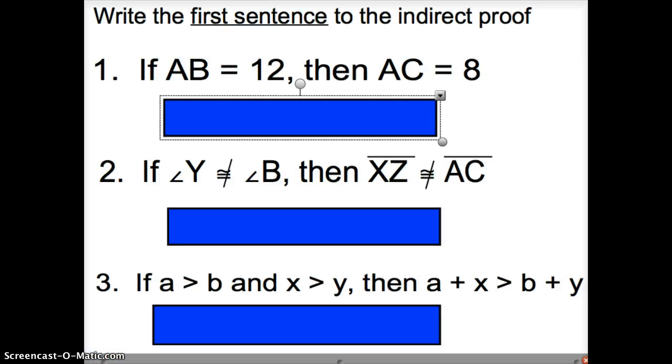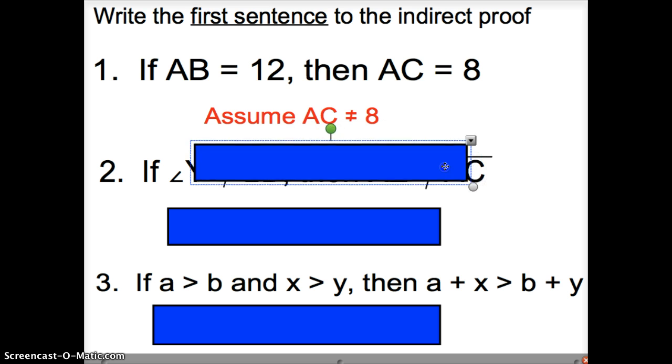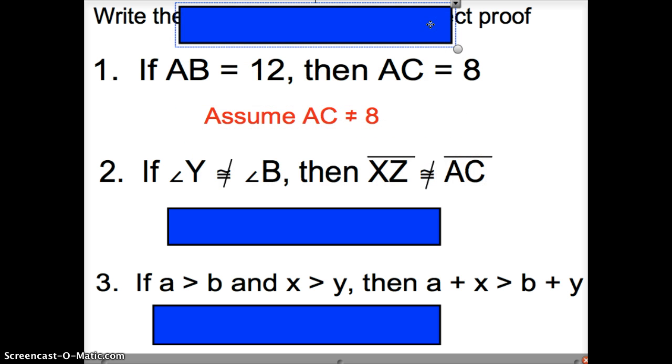So the first sentence of an indirect proof is the most important. Hit pause and try to figure out the first sentence of these three indirect proofs. Number 1, if AB equals 12 and AC equals 8, the first sentence would be, assume AC does not equal 8.